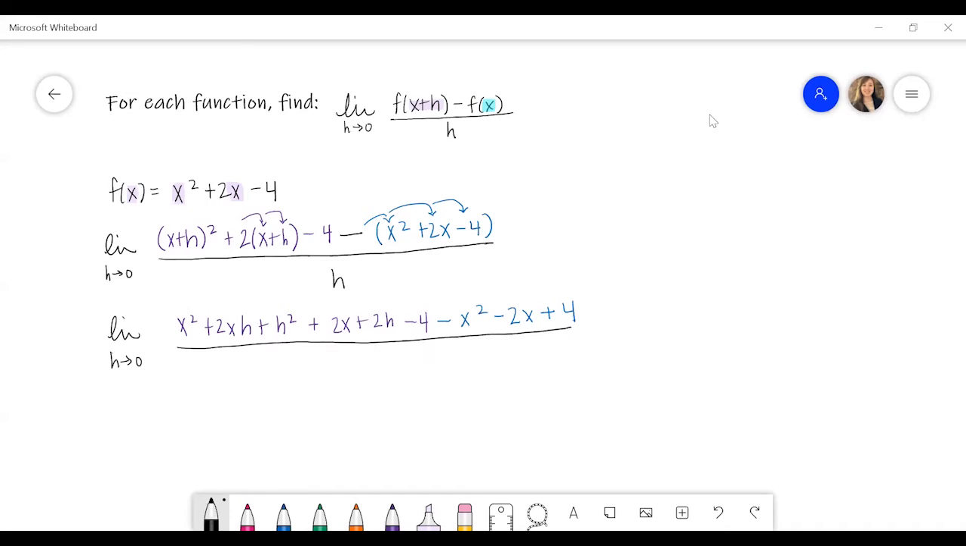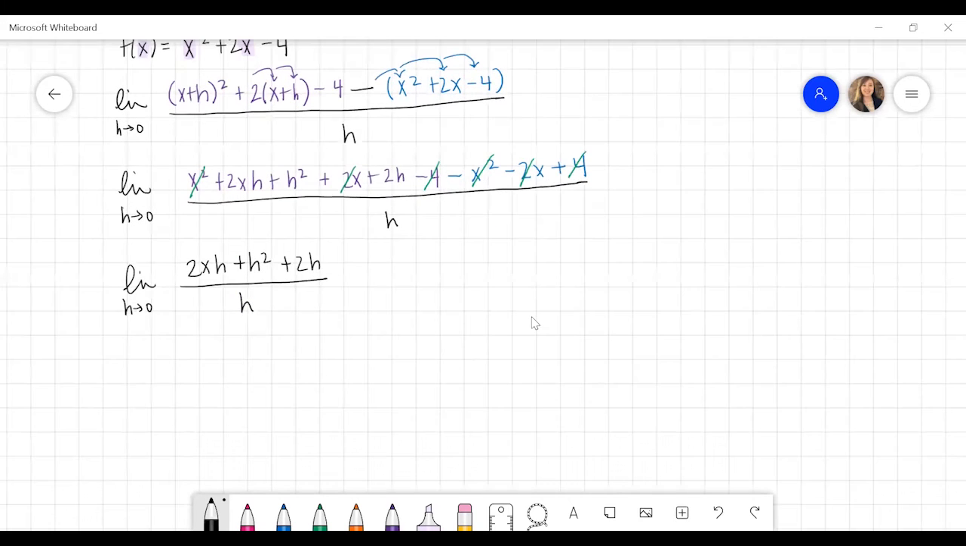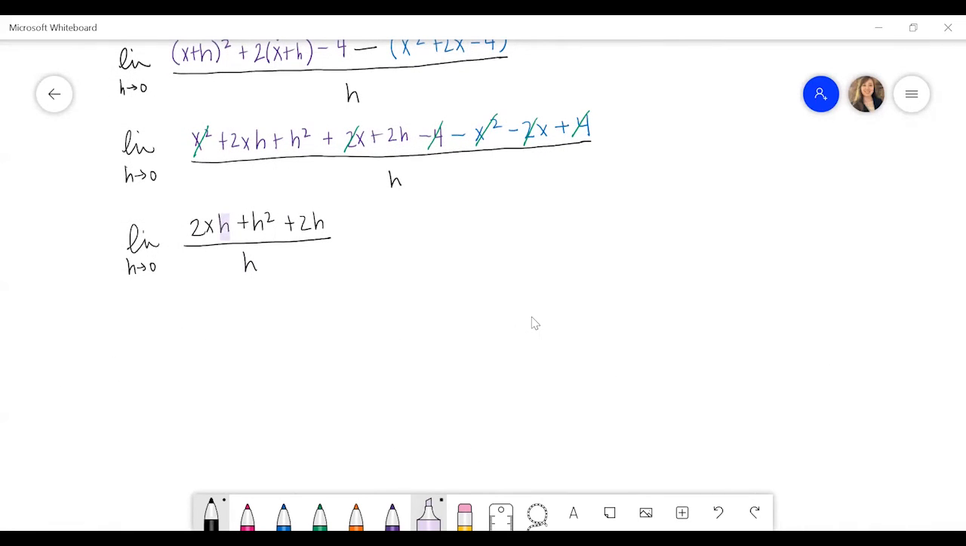All divided by h. So now I'm looking to cancel. I have a positive and a negative x squared, a positive and a negative 2x, a negative and a positive 4, and we're left with the limit as h approaches 0 of 2xh, h squared, and 2h, all divided by h. And very, very often, you're going to see that we have this common factor of h. Okay, so I'm going to factor out a single h of every single term. It does need to be present in every single term.